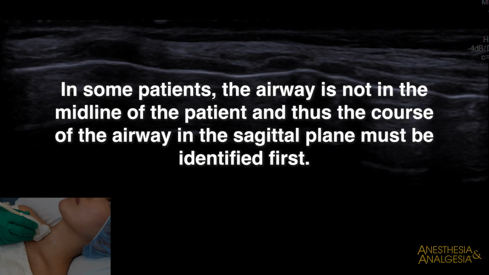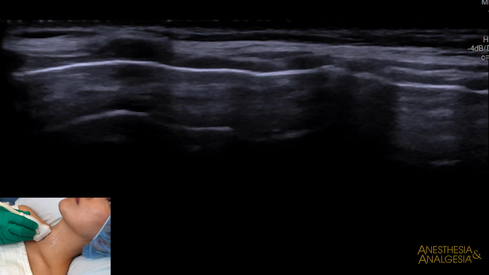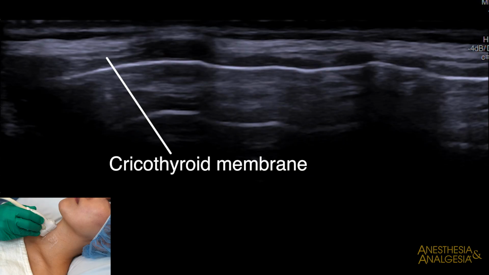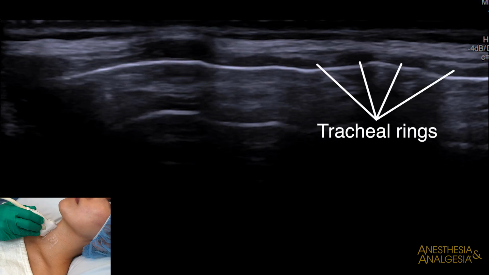In some patients, the airway is not in the midline of the patient, and thus the course of the airway in the sagittal plane must be identified first. Slide the probe cephalad to simultaneously visualize the thyroid cartilage, cricothyroid membrane, cricoid cartilage and tracheal rings.